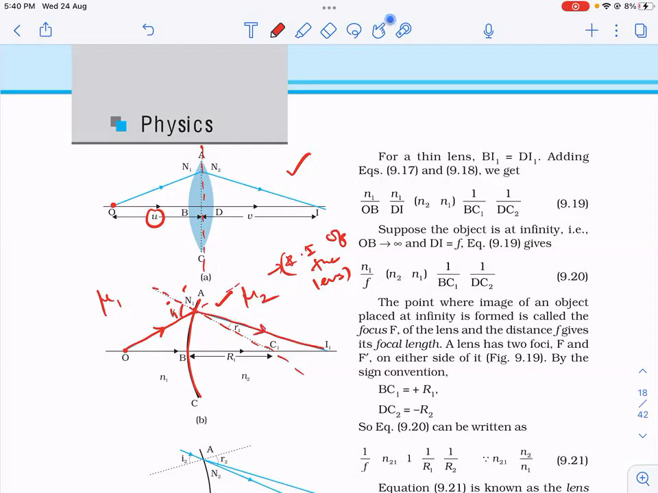When it is bending towards the normal, this is one of the refracted rays, and obviously the other refracted ray we will consider along the principal axis itself. So this is forming an image at which point? At a point I1 in the second medium. Where is it forming? It is forming in the second medium.